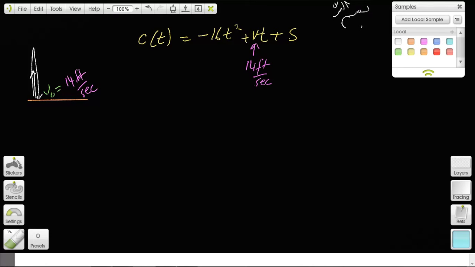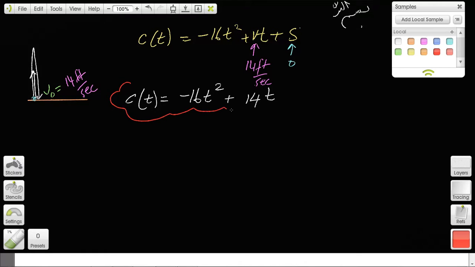And what's the initial height? Well, the initial height is 0, because the cat's starting from 0. That helps us out. So for the cat's vertical motion equation, it simplifies to the following: negative 16t squared plus 14t plus 0. I'm going to get rid of the units for simplicity. So this is the vertical motion equation for the cool cat.